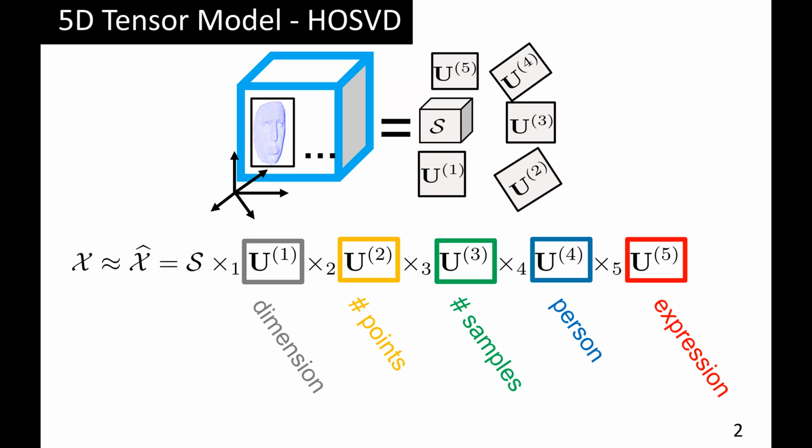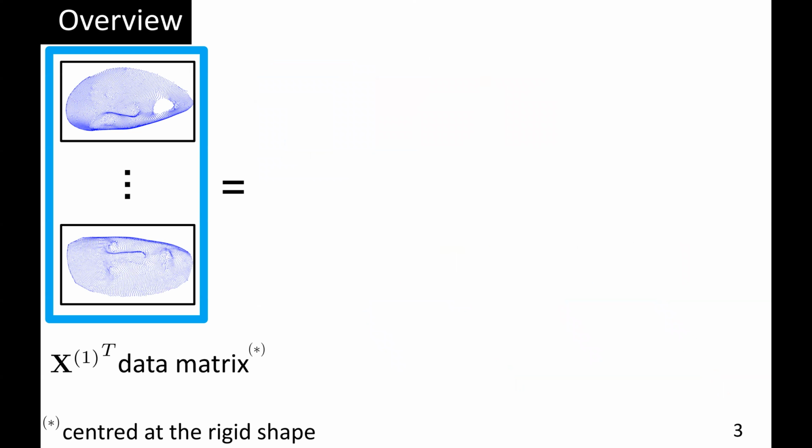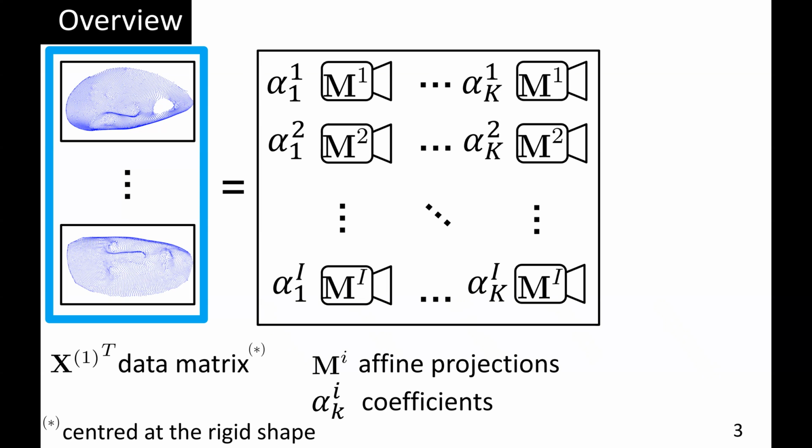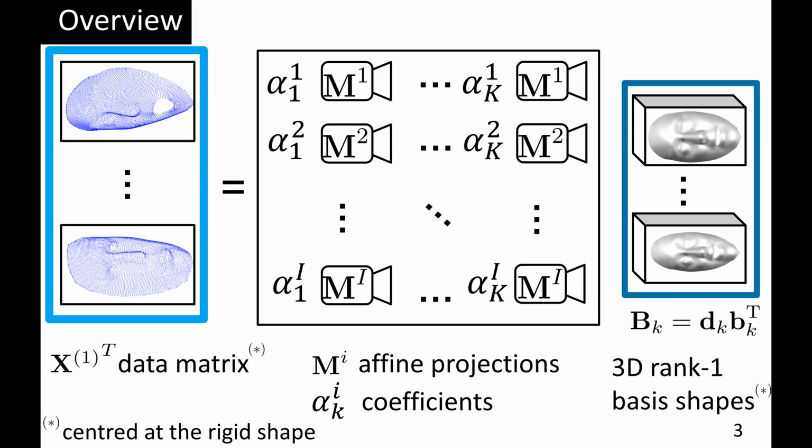When we now unfold this data tensor in different ways, we found that one of these unfoldings is a representation of the data matrix, which is usually factorized in traditional non-rigid structure from motion approaches. Here you are looking at face shapes, but in actuality, we're factorizing the matrix with face shapes which have been centered at the rigid shape. So you can consider this a kind of mean-free data. And we factorize this, as traditional methods also do, into some kind of projective information and 3D representation.